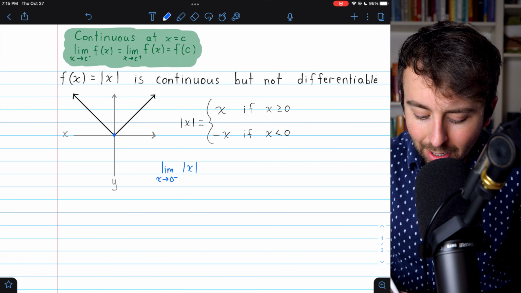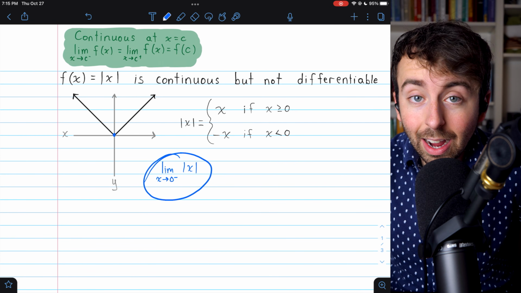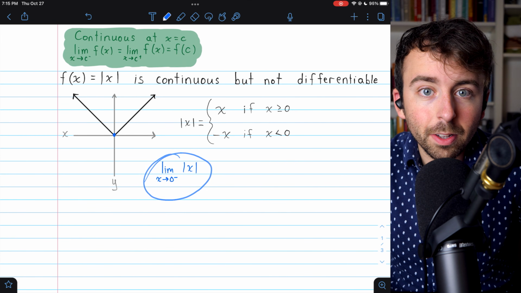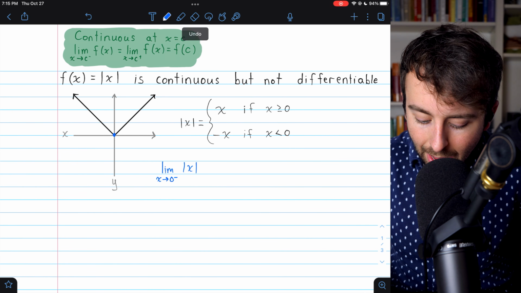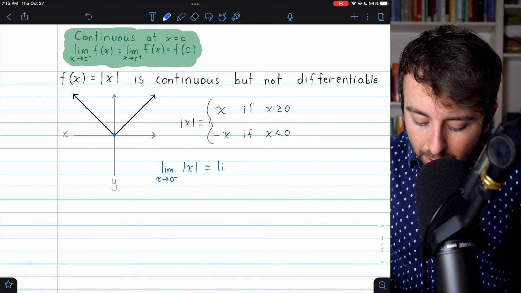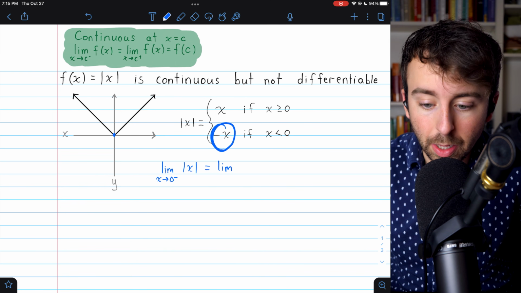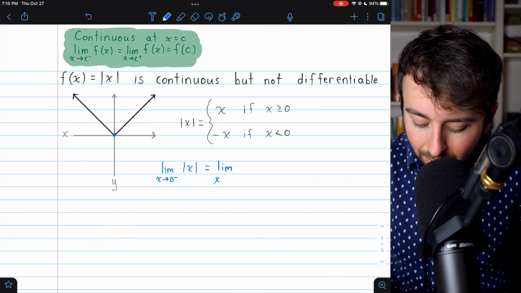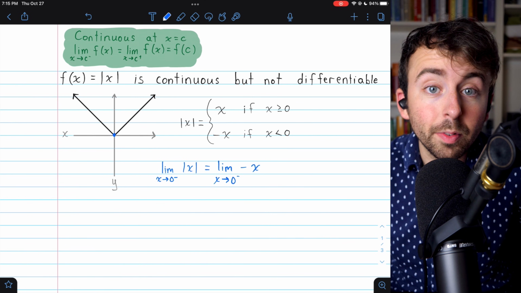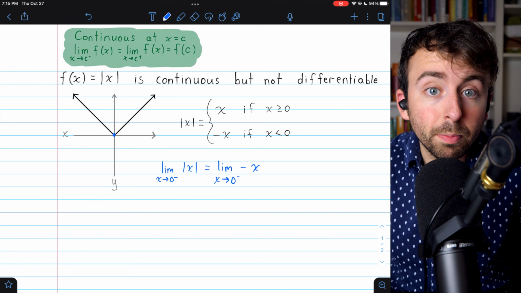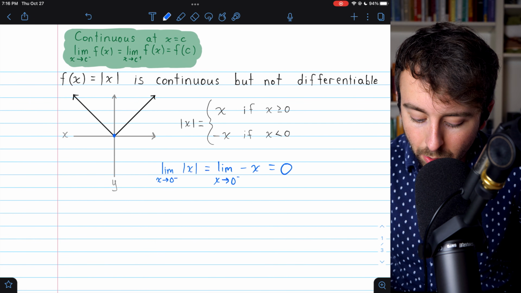So let's begin this process by considering the limit of the absolute value of x as x approaches 0 from the left. In this situation, since x is approaching 0 from the left, all of the x values are negative, so the absolute value of x will be negative x in order to flip it and make it positive. So this is the same as the limit as x approaches 0 from the left of negative x. And then certainly we could just plug 0 in to find that this limit is equal to 0.